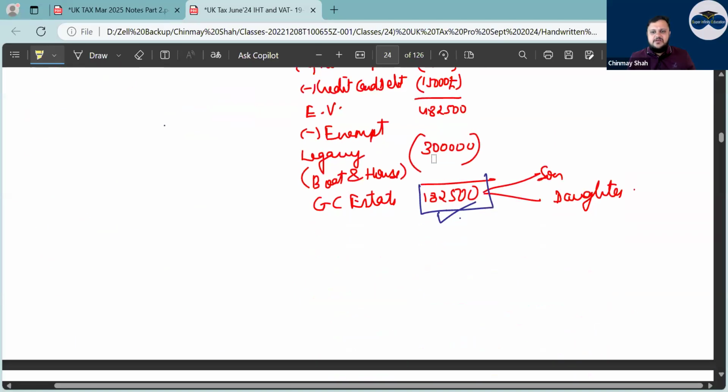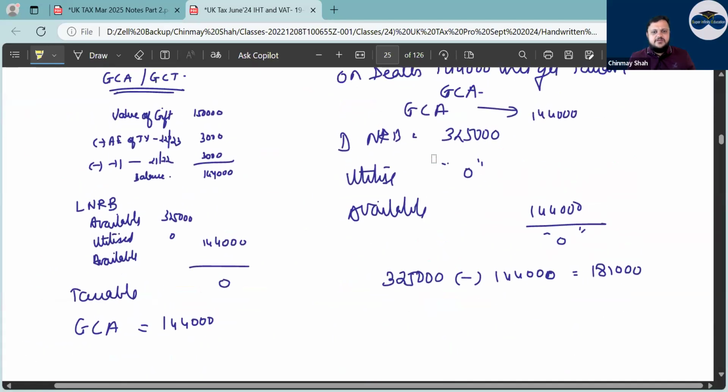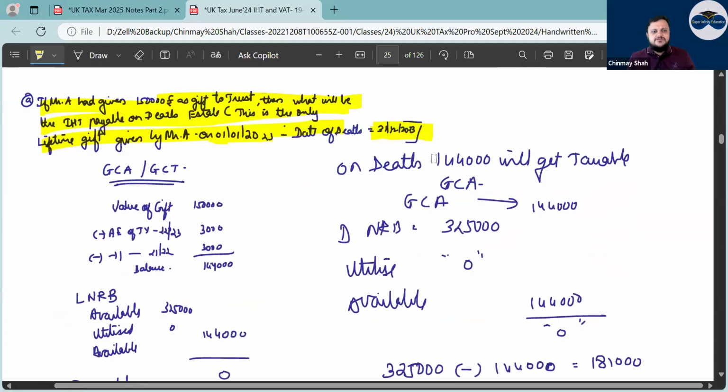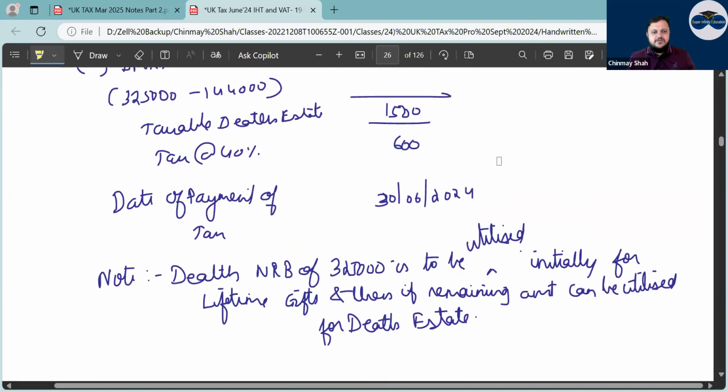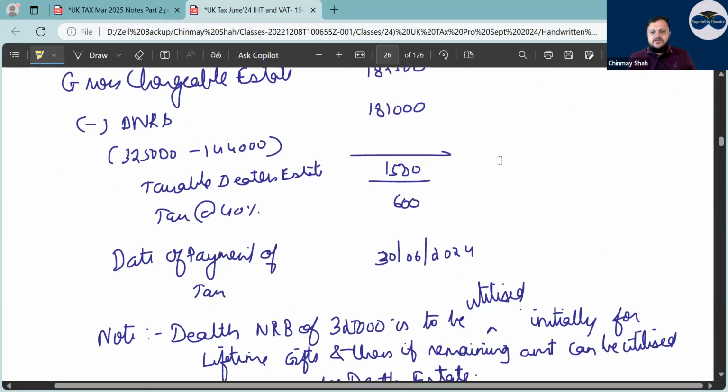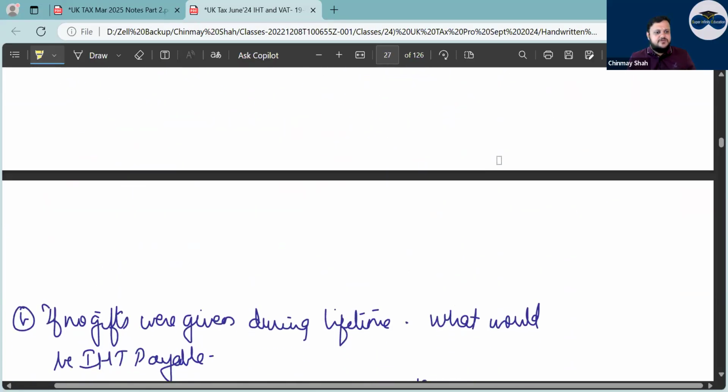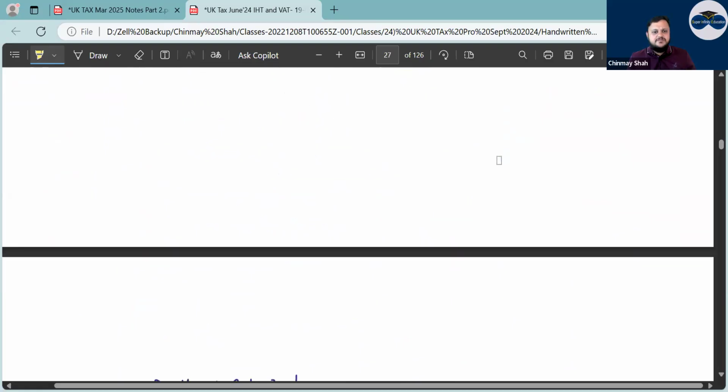So have a look. There is a question here, right? Surely you can have a look. Then GC or GCT, okay, yes. This is one type of question. If you have not seen it, please see this question. It has appeared a lot of times in the exam. So after that, death nil rate band 325,000 is to be utilized. Yes, no gifts were given.